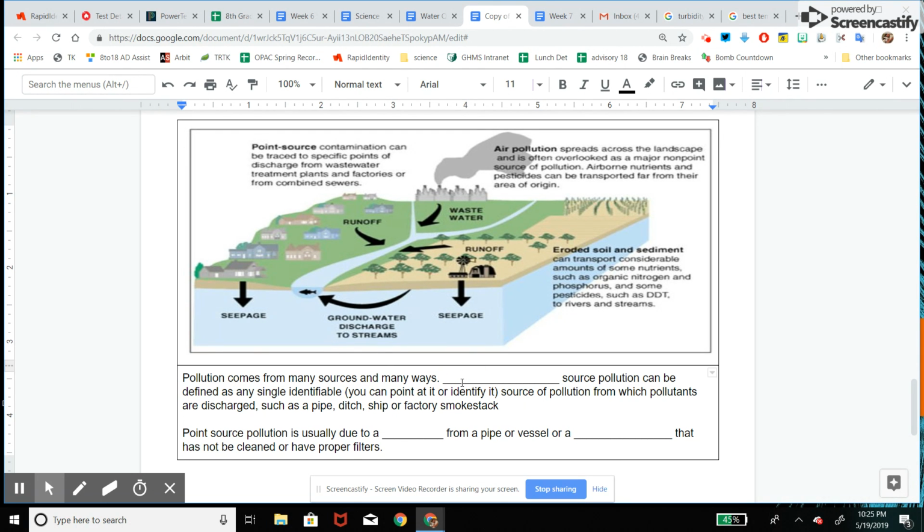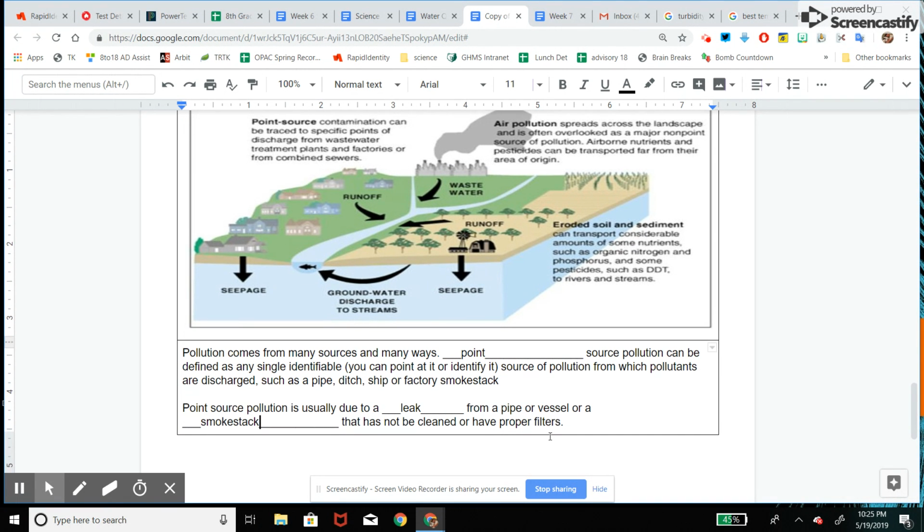Point source can be defined as any identifiable source of pollution from which pollutants are discharged, such as a pipe, a ditch, a ship, or a factory smokestack. You can point at it. Point source pollution is due to a leak from a pipe or a smokestack that hasn't been cleaned or doesn't have proper filters.